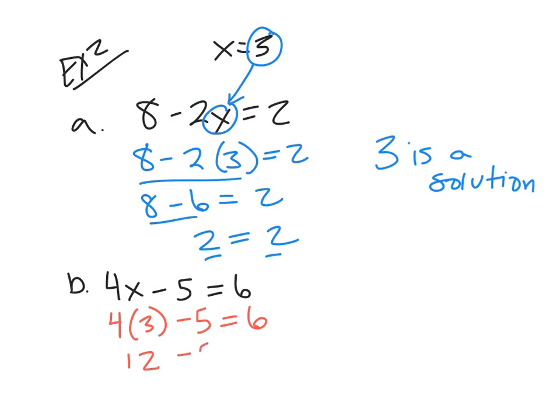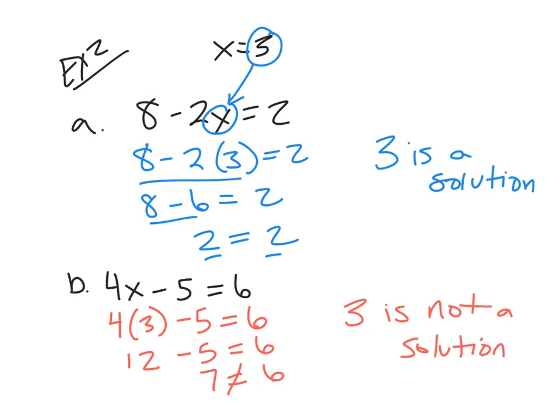So we have 12 minus 5. What's 12 minus 5? 7. Does 7 equal 6? So then I do this little no, and I say 3 is not a solution. Good? All right, look at C.